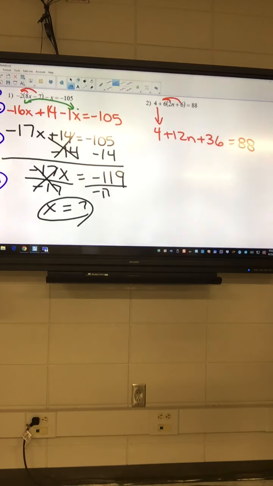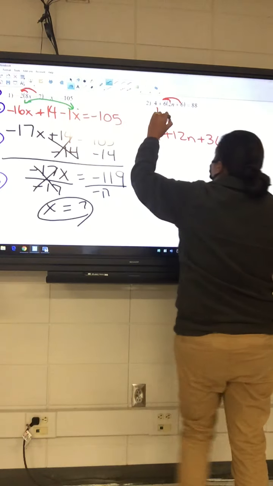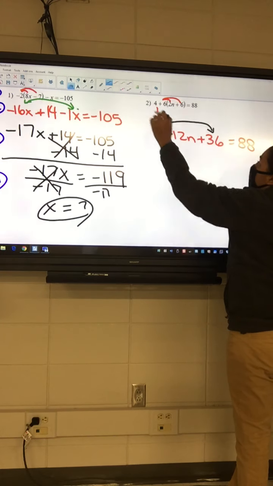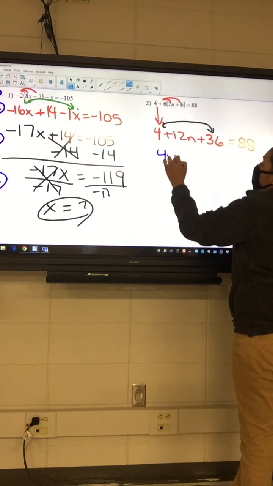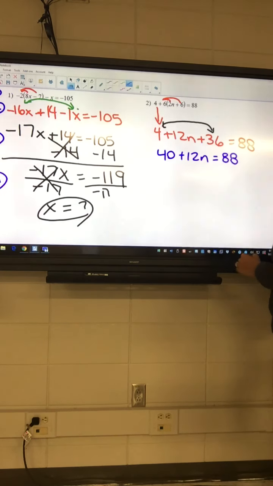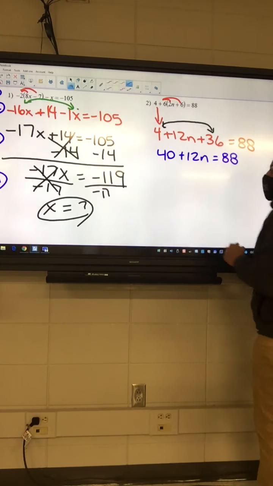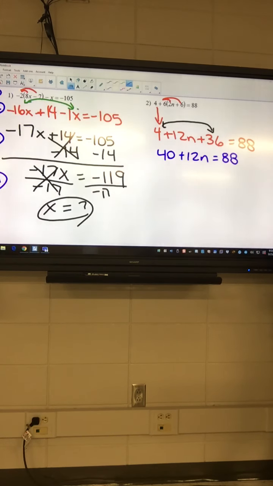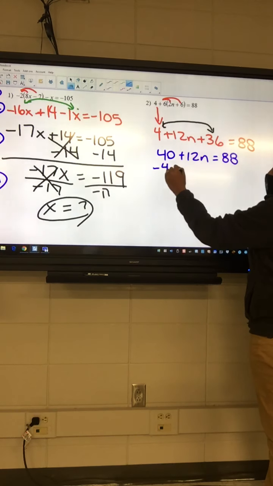Okay, what's our next step? Combine like terms, so 36 plus 4 is 40, giving us 40 plus 12n equals 88. What's our next step going to be? Subtract the 40. If there's no sign in front of a number, what is it? Addition. So we do the opposite and say subtraction.